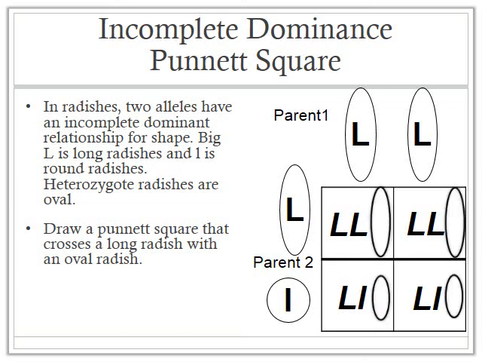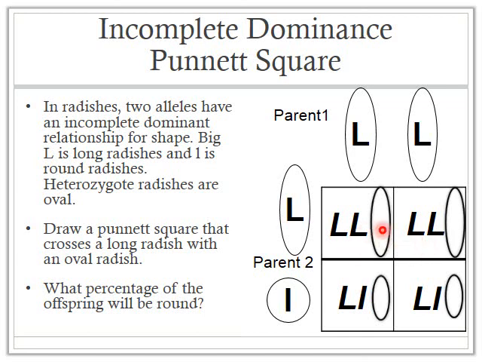And then I drew the shape of the radish instead of dealing with color this time. And so the oval shape is not quite round and it's not quite long. It's this in between of the two for the heterozygotes. So the question is, what percentage of offspring will be round? So when you look here, 50% will be long, 50% will be oval. So that means 0% will be round.